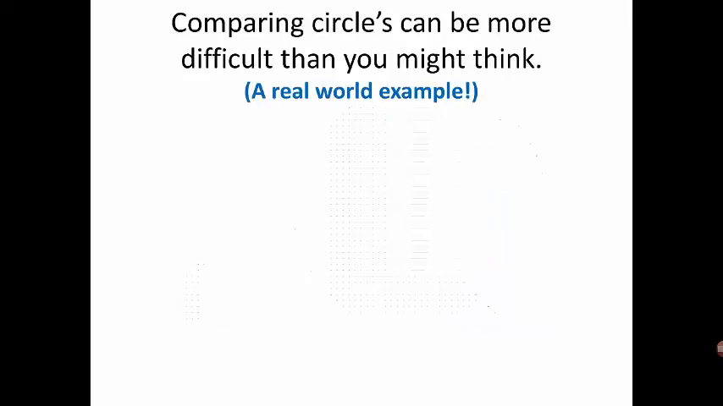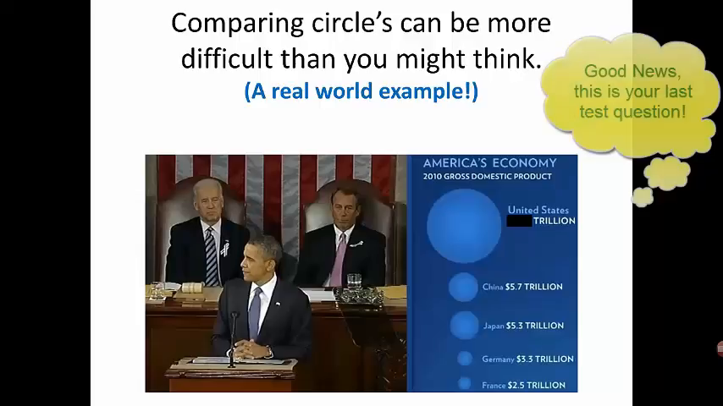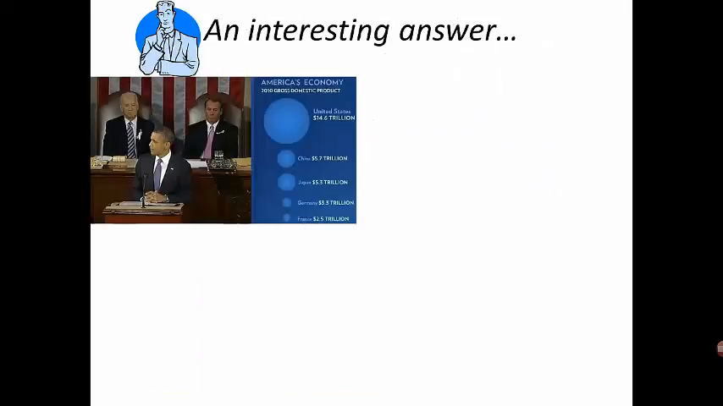But how about a real world example of things going wrong? Here we have a screenshot from one of President Obama's State of the Union addresses with a small piece temporarily being redacted by yours truly. Now, judging by this screenshot, what would you guess was the USA's GDP in 2010? Did you guess 14.5 trillion? Maybe, maybe not. Here's one reason why many of you may have gone wrong.